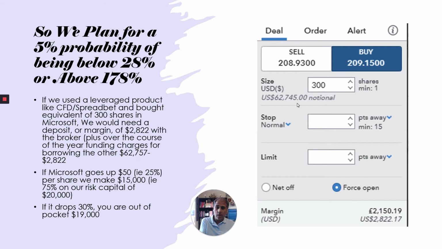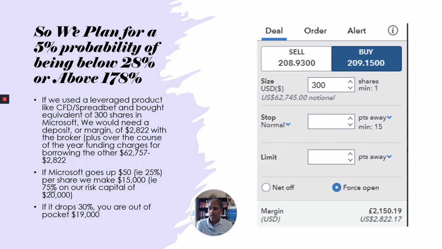Now, if Microsoft does indeed go up, let's say $50 on its share price, which was at 209, i.e. it goes up 25%, because $50 out of 209 is roughly 25% per share, we make $15,000. Why? Well, 50 times 300 is 15,000, i.e. 75% on our risk capital of $20,000. So we made 75% on our risk capital of $20,000.